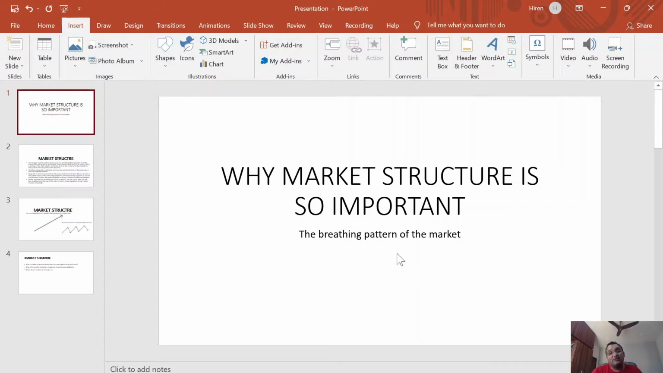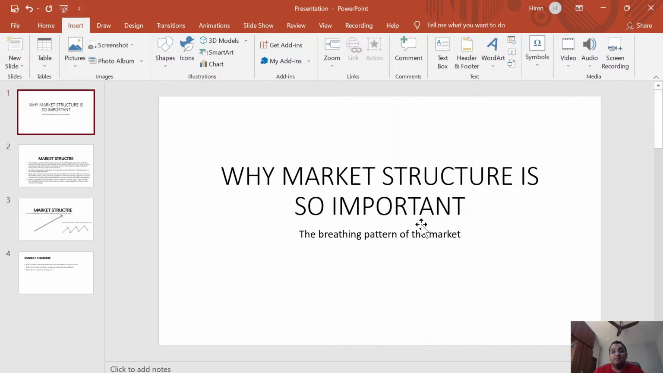First of all, I would like to start by explaining why market structure is so important. Well, it is the breathing pattern of the market, and it is how the market moves. It is what you're going to be seeing every single day when you open your charts. Right. So a question might pop up in your head now. What is the difference between price action and market structure? Well, what is price action?